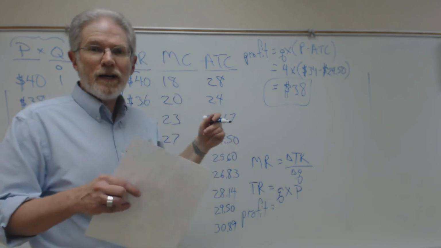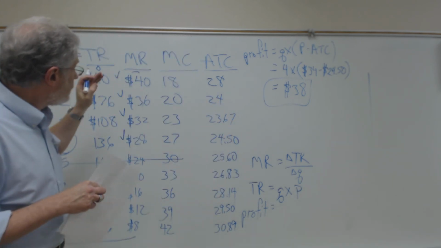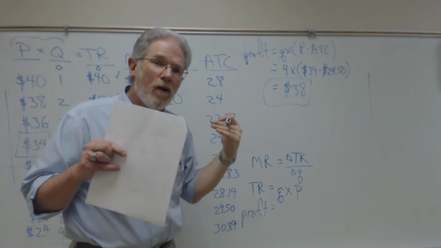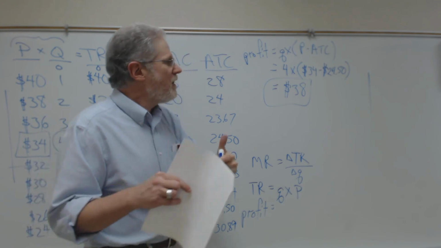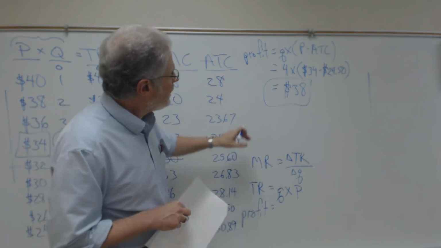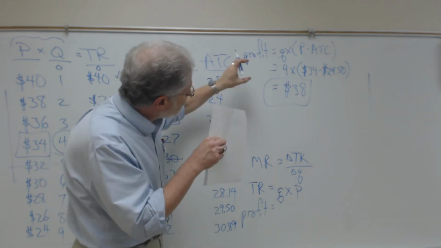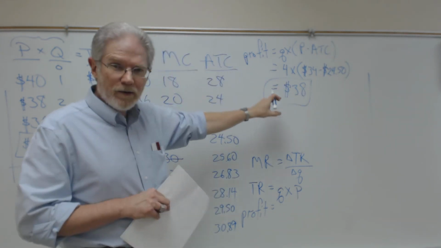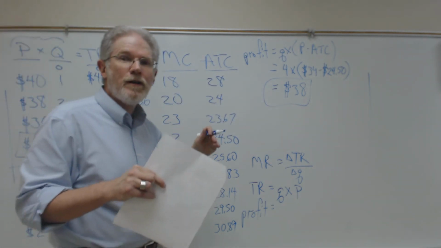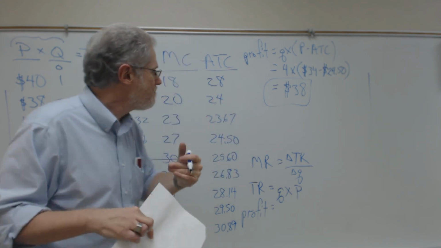What does it mean to make an economic profit of $38? It means the revenues the firm is receiving are high enough to cover all of his explicit costs. They're high enough to cover all of his implicit costs as well, and there's still $38 left over. So he's doing $38 better producing in this market than he could do if he took his resources and went into some other market. Okay.